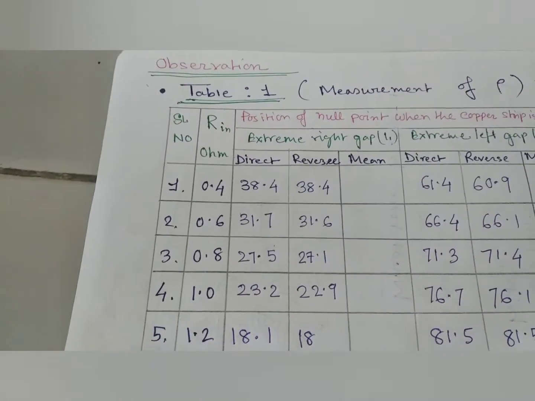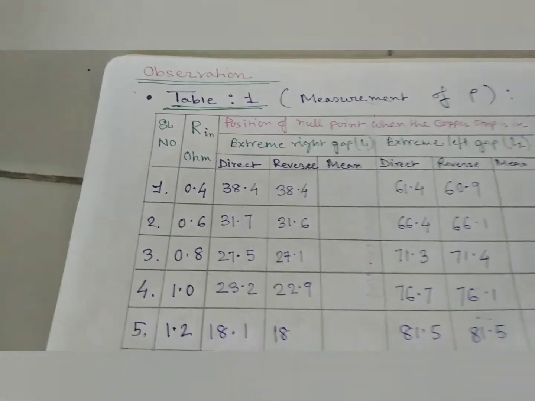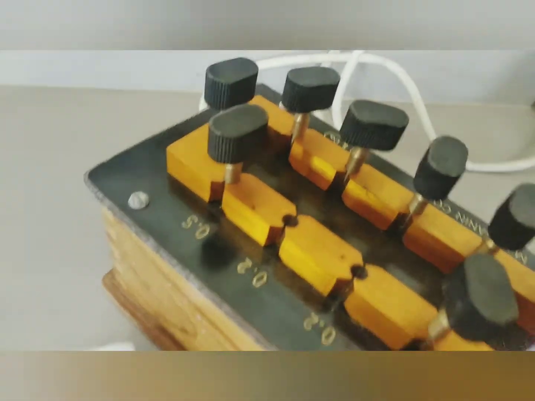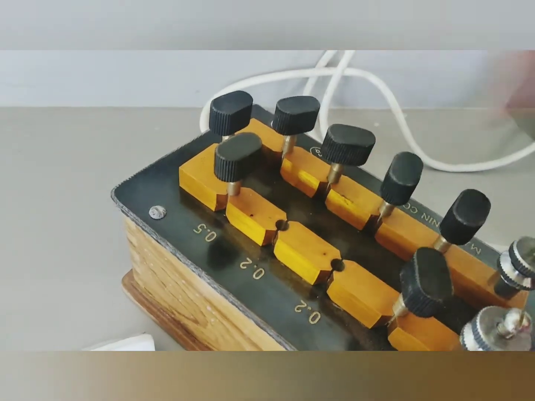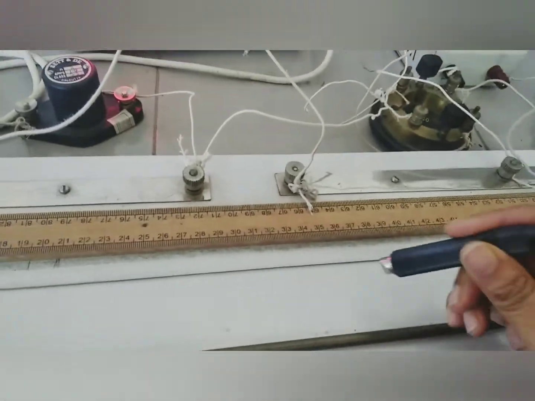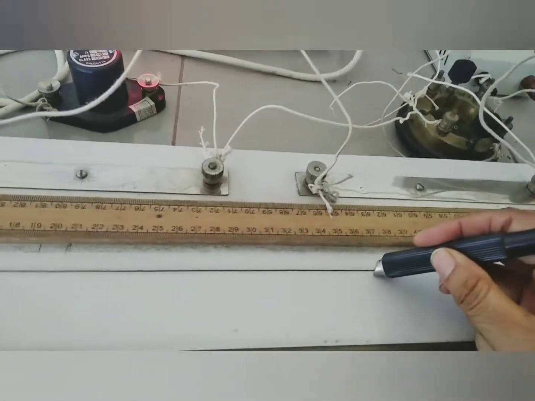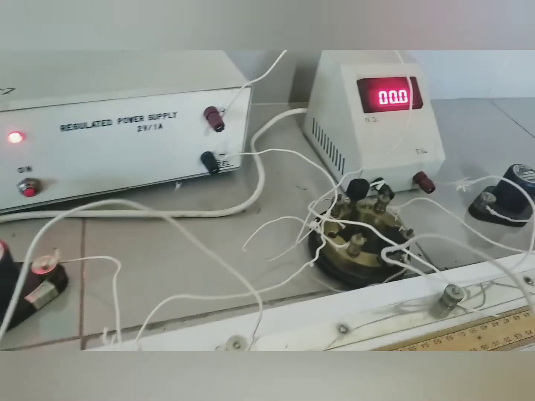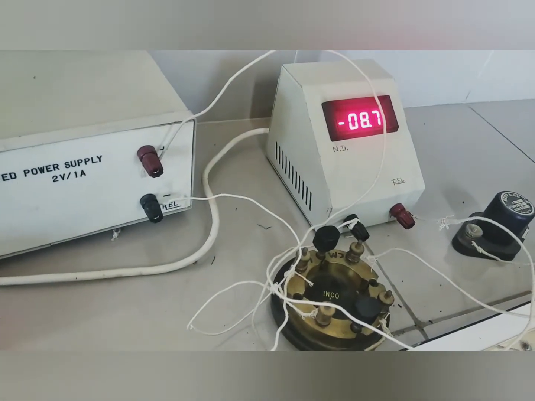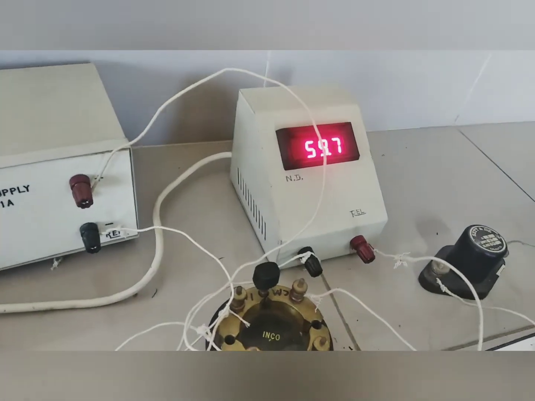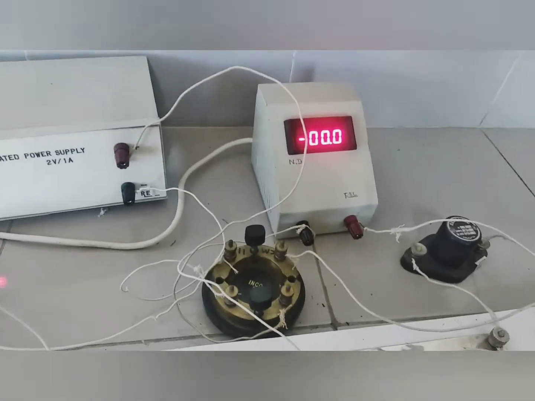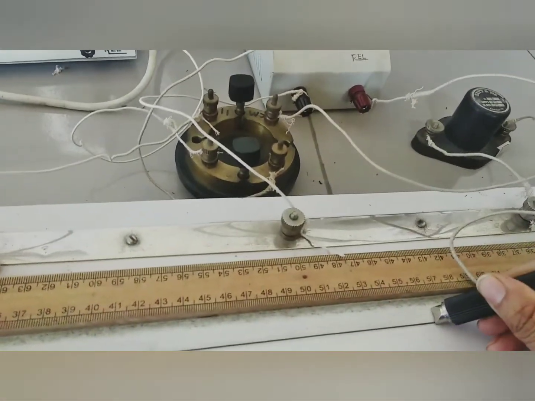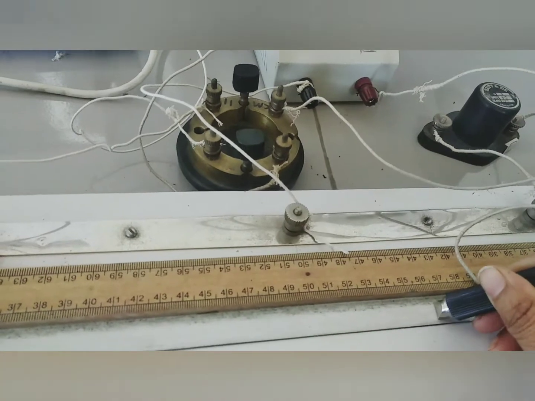So our first reading is 0.4. In the resistance box we need to take out 0.2 and 0.2, so it will give us 0.4. Next we need to put the jockey, this is the pencil jockey, on the bridge wire to see where the null point is coming. Null point means zero current reading. So you can see this is the zero current reading.